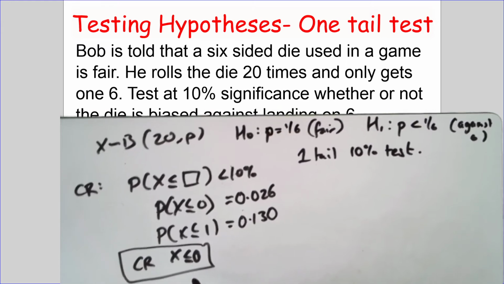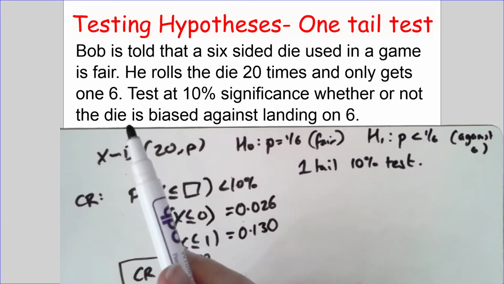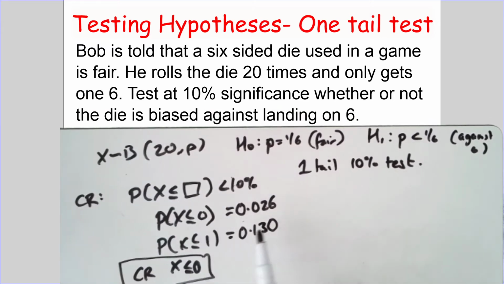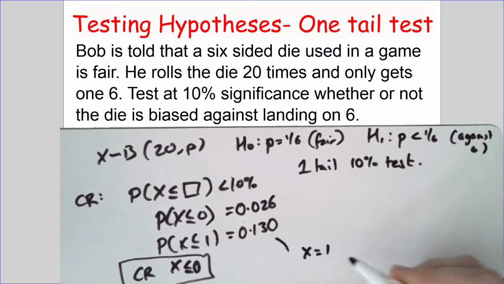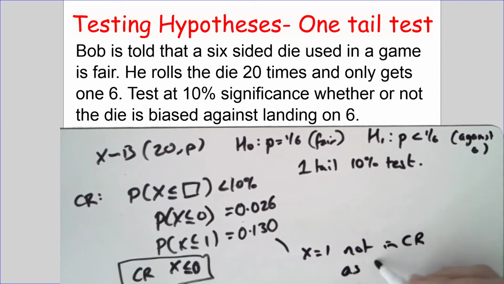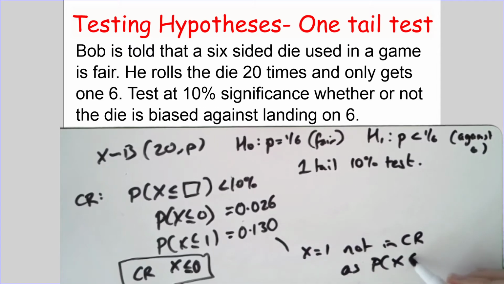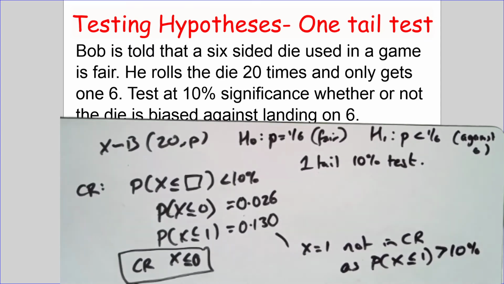We could also just see in here there's one success, and our one success here is bigger than our critical region. So we didn't need to find this, we could just look at this one here and go x equals 1, not in critical region, as probability x is less than or equal to 1 is greater than 10%. So here you have our two different ways of looking at this.